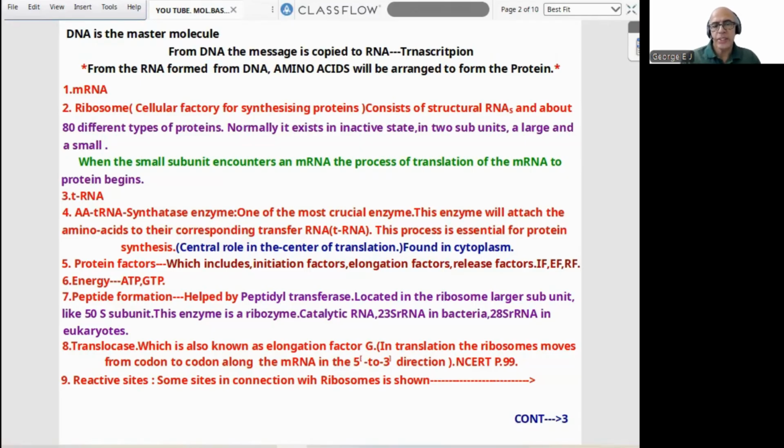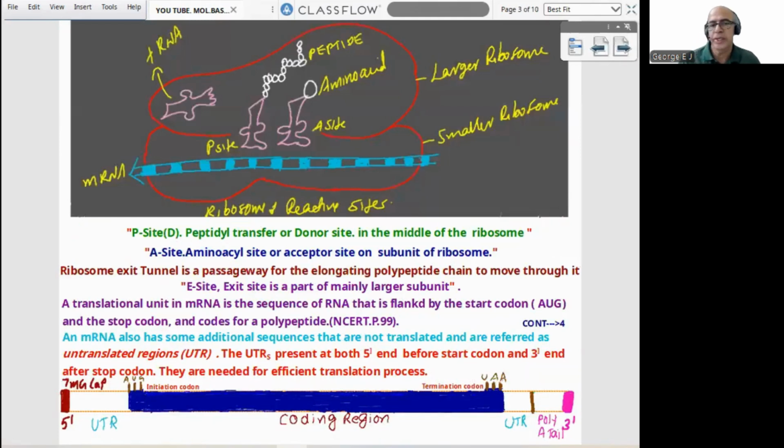See, some sites in connection with the ribosome are shown. I will go to the next page, I think we can proceed. There I put a diagram. NCERT has not mentioned it, but still, basically 3 sites we can find. Everything I represent, I have written there. First is the P site, otherwise called the D site, capital D, the peptidyl transfer donor site in the middle of the ribosome. Then the A site, the aminoacyl site or acceptor site on the subunit of the ribosome. Then the ribosome exit tunnel is a passageway for the elongating polypeptide chain to move through.